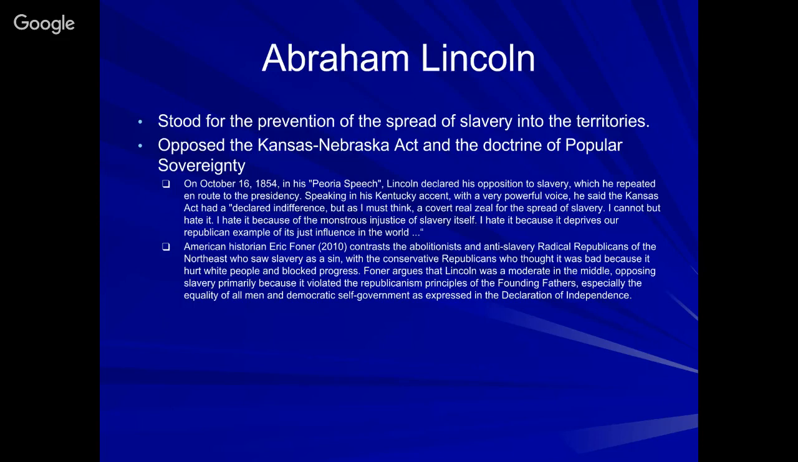So as Lincoln's running for president, according to Eric Foner, Lincoln is a moderate on the issue of slavery. He's not so much that abolitionist who sees slavery as an immoral sin. He's not an evangelical, let's put it that way. And he's not one of the conservative Republicans who thinks it's bad because slavery blocks progress. It holds the United States back economically. He's right there in the middle.